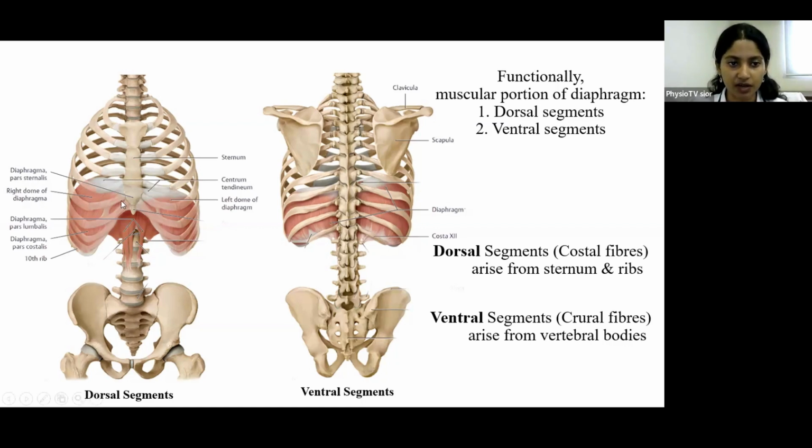So looking at the diagrams, this is the sternum, this is the xiphoid process. These are the ribs that you can see. The lower 6 ribs are from where the diaphragm originates for the dorsal segments bilaterally, and then there is the xiphoid process. So this is the right dome of the diaphragm, this is the left dome of the diaphragm, and this white structure that you see is the central tendon. Similarly, this is the posterior view of the diaphragm. From the posterior angle, these are the vertebral bodies, and this pink structure that you can see is again the diaphragm. Okay, moving on.